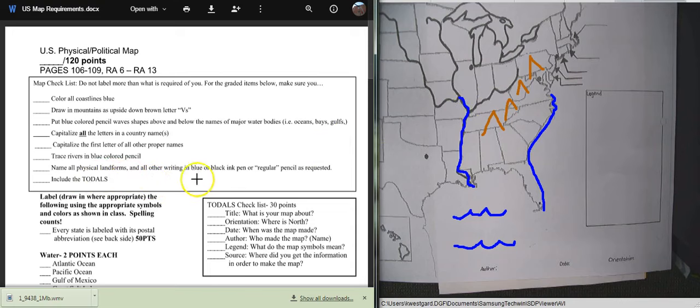Name all physical landforms and all of their writing in blue or black ink pen or regular pencil. So when you start putting in the names, the abbreviations of these states, use your pen or pencil, not your pink pen or your blue colored pencil, and write inside these states you're going to put the abbreviations. Include the totals. You will see that I have places like here's for your legend. Orientation, please put over here. Your date that you start making the map, your name, and then the title, and will always be whatever is up here first. So the title for this map will be U.S. Physical and Political.